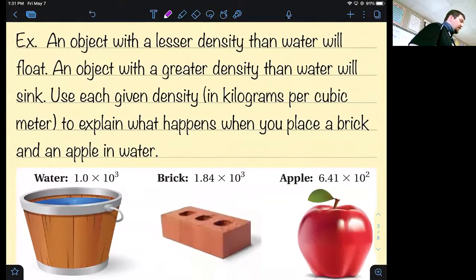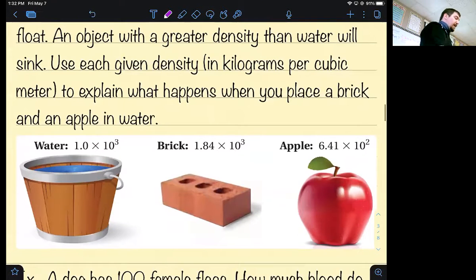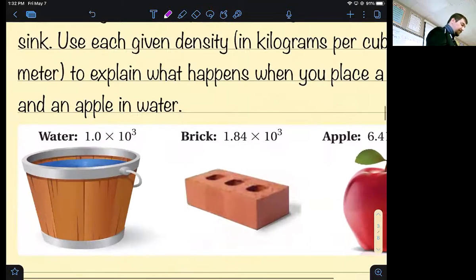Okay, let's look at this next question. An object with a lesser density. You guys talked about density in science class? Yeah, we've had that a long time. Okay. An object with a lesser density than water will float. It's called buoyancy, right? An object with a greater density than water will sink. So if it's got a lesser density than water, it floats to the top. If it's got a greater density than water, it's going to sink. Use each given density in kilograms per cubic meter to explain what happens when you place a brick and an apple in the water. I bet you could probably tell me, right? Well, let's see, just compare it anyways.